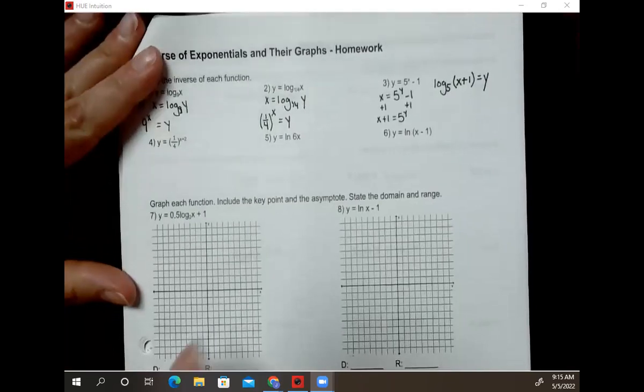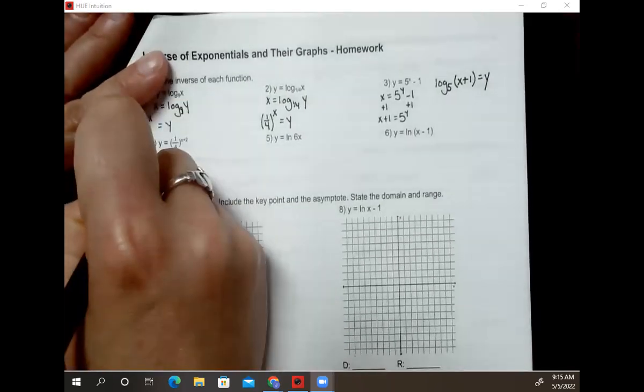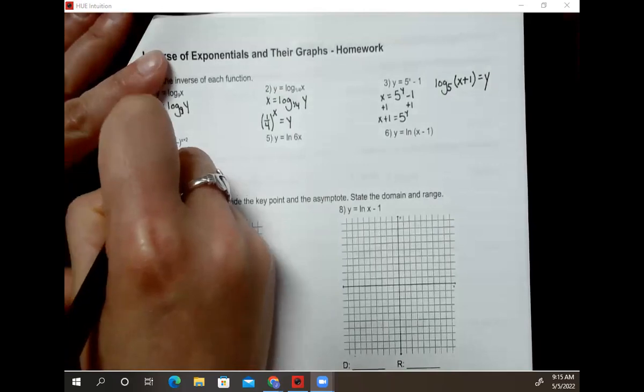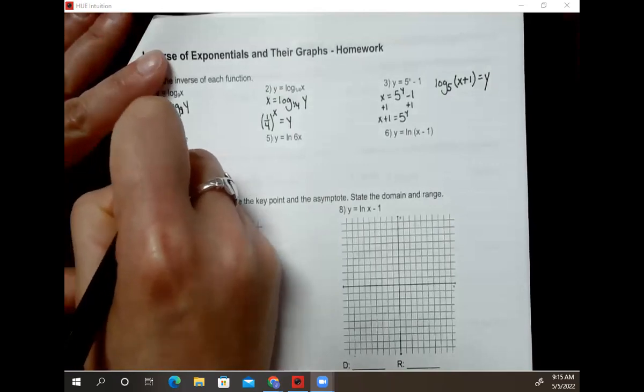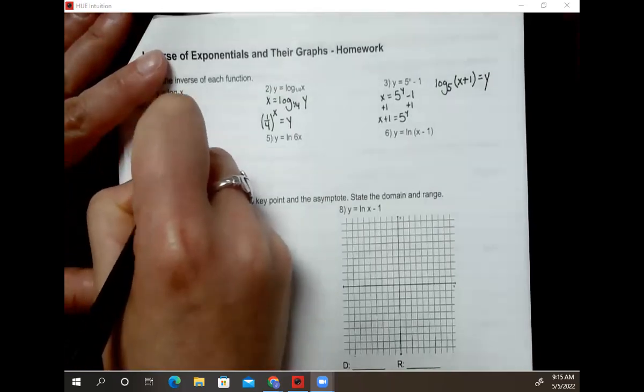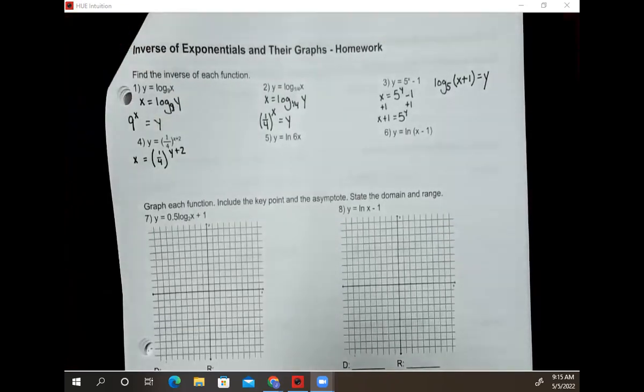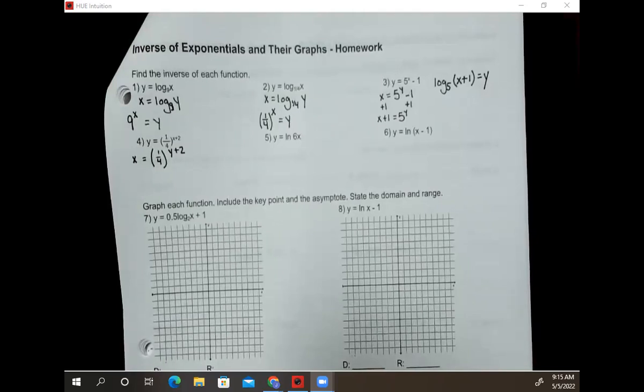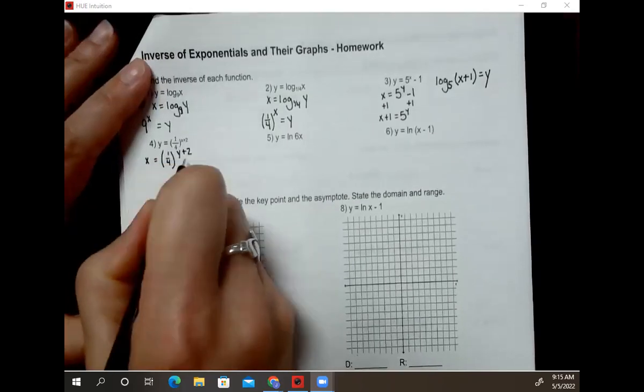Okay, for number 4, first step, switch x and y. So I have x equals 1/4 to the y plus 2 power. Since I have something in an exponential format, I'm going to have to rewrite it as a log. My exponent here is a little more complicated since I've got the y plus 2, but that's okay. All I have on that side is the thing with the exponent. So even though the exponent's a little messier than what we've seen so far, that doesn't matter as long as I've got the thing with the exponent by itself.